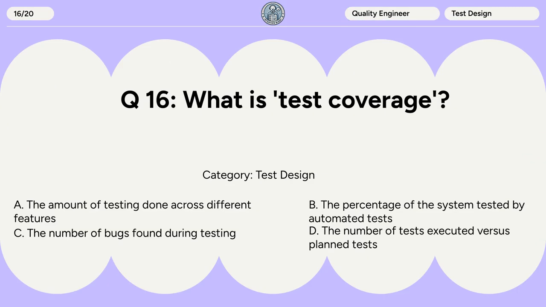Question 16. What is test coverage? A. The amount of testing done across different features. B. The percentage of the system tested by automated tests. C. The number of bugs found during testing. D. The number of tests executed versus planned tests.